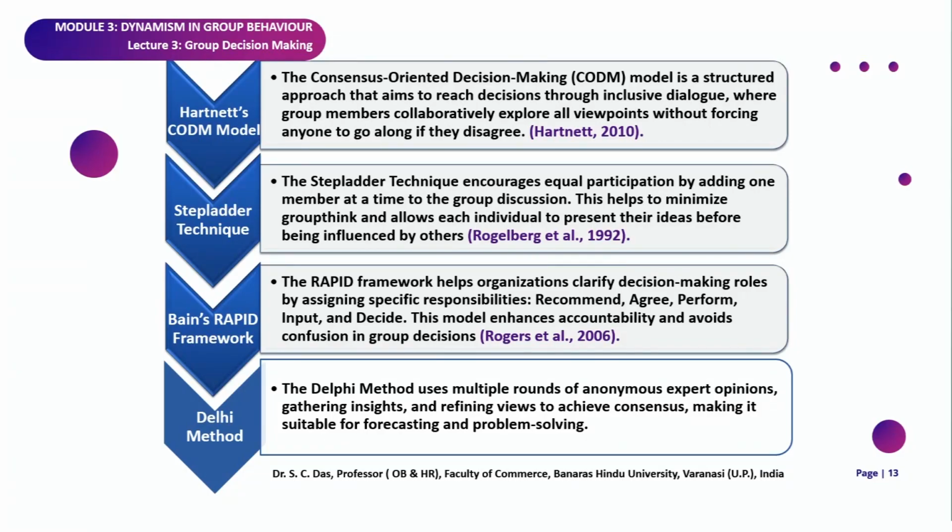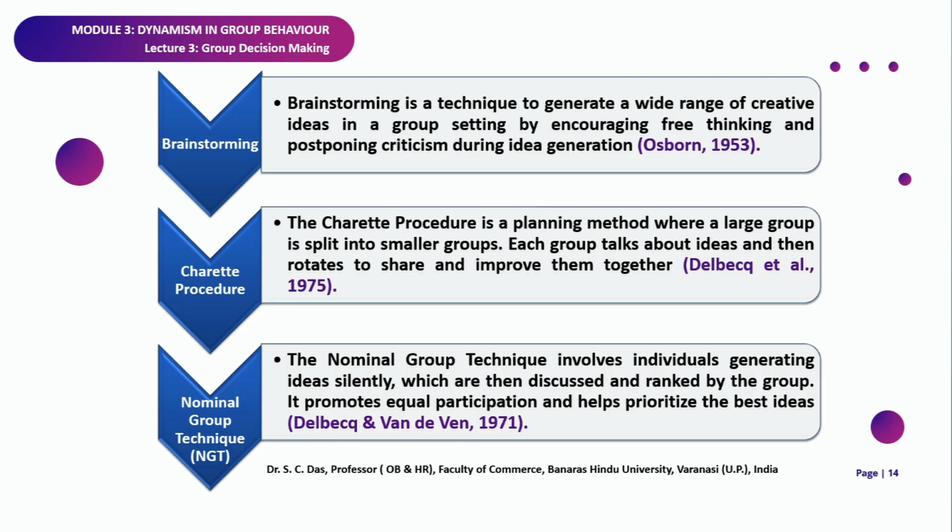Now see, suppose you are in a particular organization, you are the line manager, now you decide which method you are supposed to follow: the Hartnett model, step ladder model, Bain's RAPID framework or Delphi method. Now see, some other techniques are also there which are much more dominant nowadays. Brainstorming, what exactly? Storm the brain. Encourage the thinking process. There is so-called deep thinking. Identify different groups of people, sit in one particular place, storm the problem. It is also one of the good practices for making useful decisions. Now, one more, the carrot procedure is also one of the main techniques of group decision making.